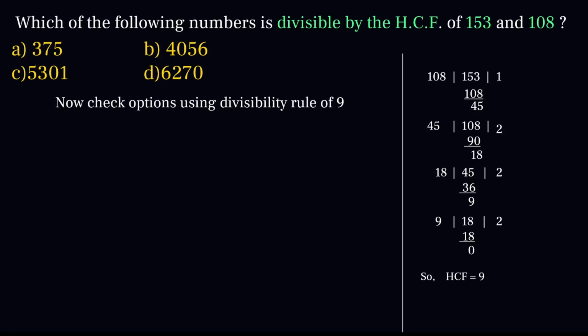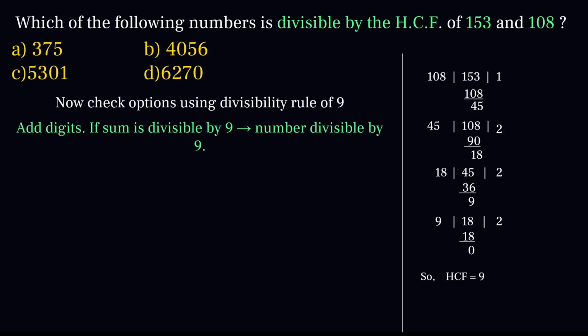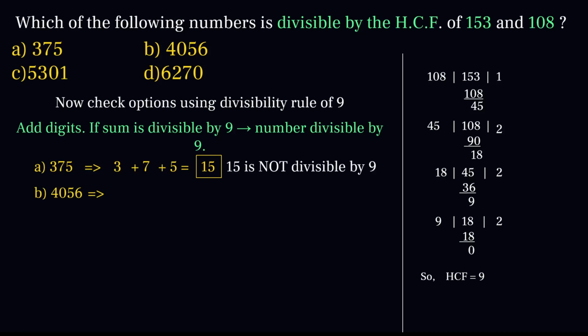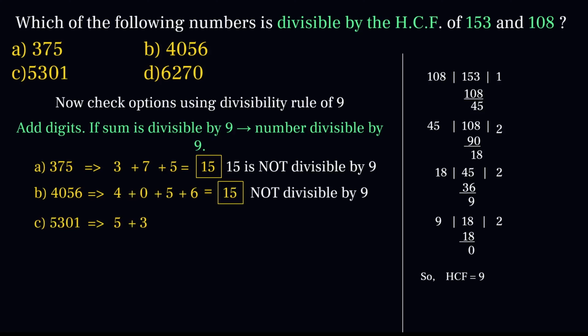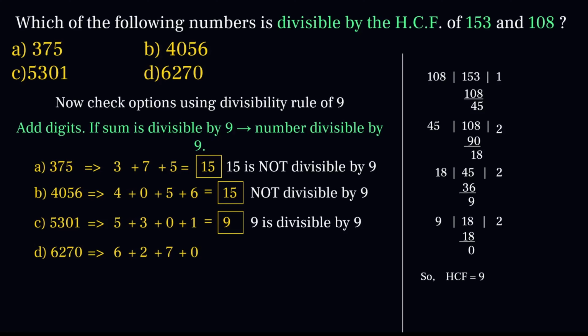Now check the options using the divisibility rule of 9. We already add the digits. If the sum is divisible by 9, it means the number is divisible by 9. We already discussed that. So let's try option A. It will be the same process. Option B, same process. But this process doesn't use factorization and it saves a lot of time. So we know that option C is the correct answer. You can see this method is much faster and quicker. So the final answer would be option C, that is 5,301.